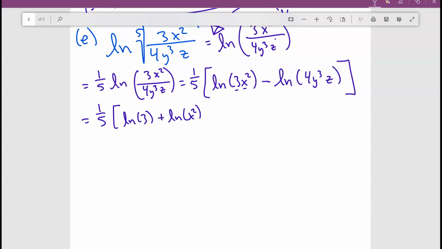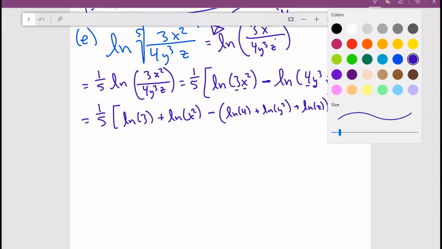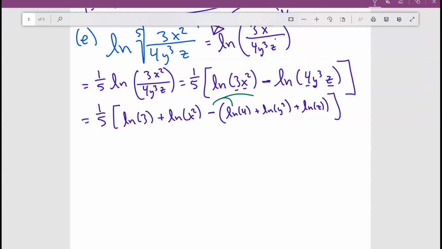Now be very careful with this minus, because before we expand everything, we have three things here. We have to be very careful because this minus is going to be distributed to every single thing. So this is going to be ln of 4 plus ln of y cubed plus ln of z, all in parentheses, because this negative is going to be distributed in a little bit. Okay, so we are going to have to distribute this. So don't forget it, because sometimes we forget it and we just give it to this one, when it has to go to all of them.